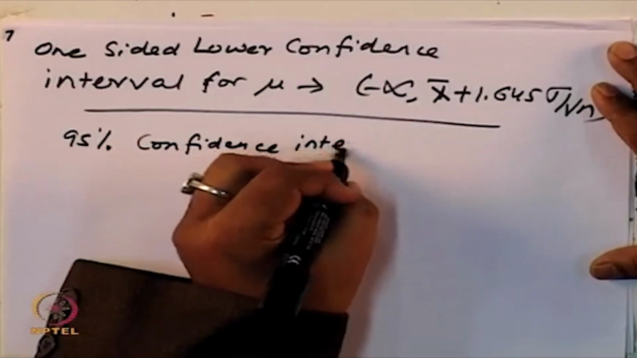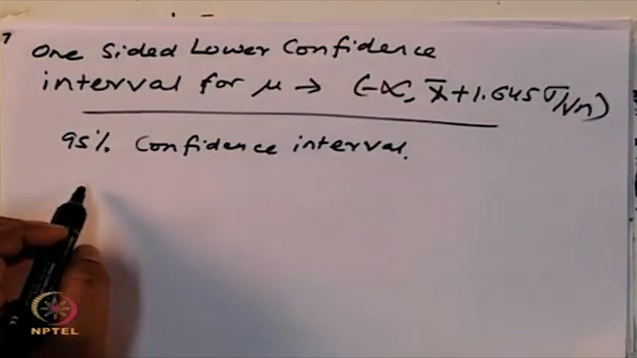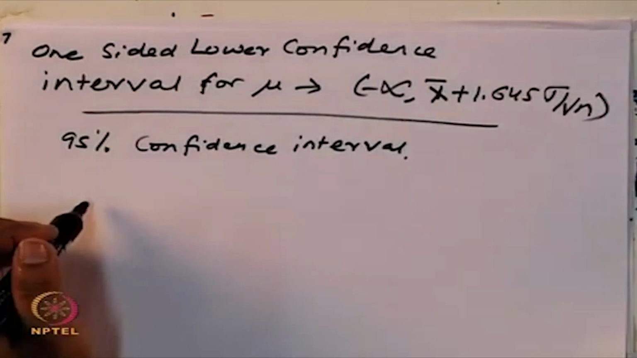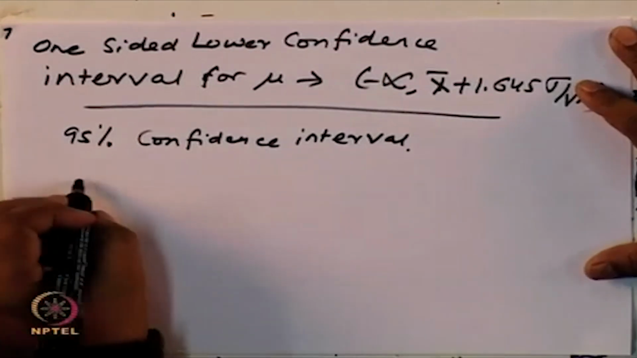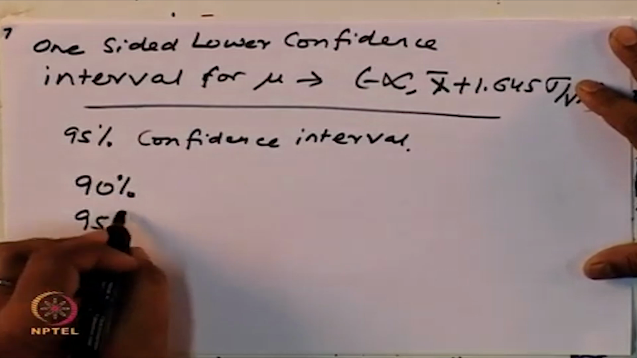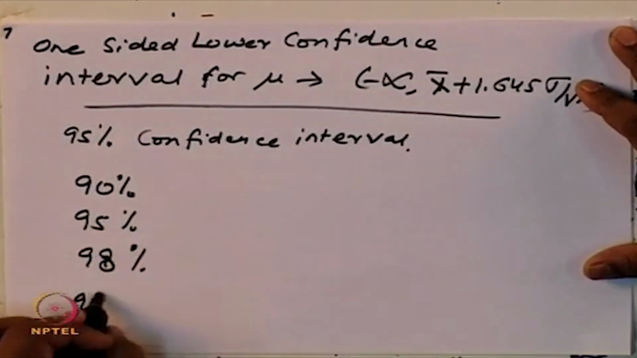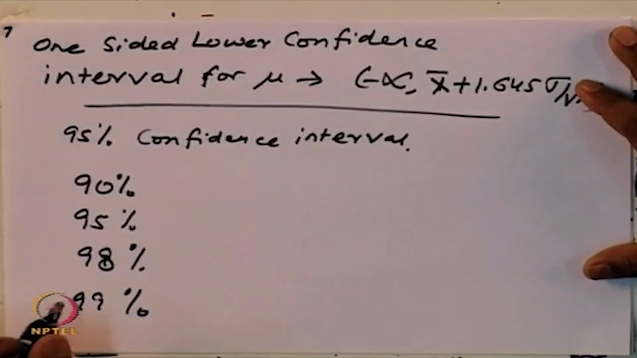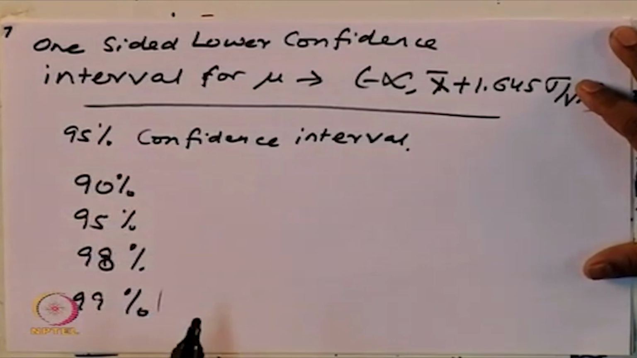Okay. But theoretically we can calculate the 50% confidence interval or 90% confidence interval and so on and so forth. And statistically what people typically use may be the 90%, the 95%, the 98% or the 99% confidence intervals. Okay. So, how do we calculate the 90% and all these other confidence intervals?